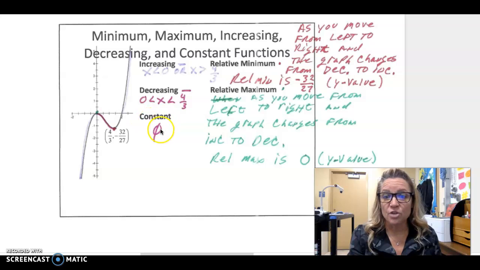Is this graph ever constant? This graph is not constant. So constant would be like a straight horizontal line. So nowhere is this graph constant, but you could have a graph that has a part that is constant.